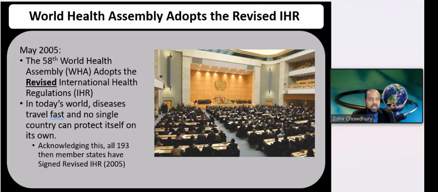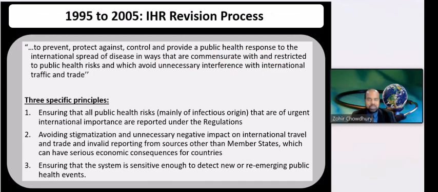To address these public health risks, the world's countries, through WHO, initiated an intensive process to revise the IHR and eventually adopted a revised IHR in May 2005. In today's world, diseases travel fast, and no single country can protect itself on its own. So, acknowledging this risk, all 193 members of WHO at that time signed this IHR in 2005. After a decade of discussion from 1995 to 2005, and pushed by the emergence of SARS, in 2005 the World Health Assembly adopted this revised IHR.